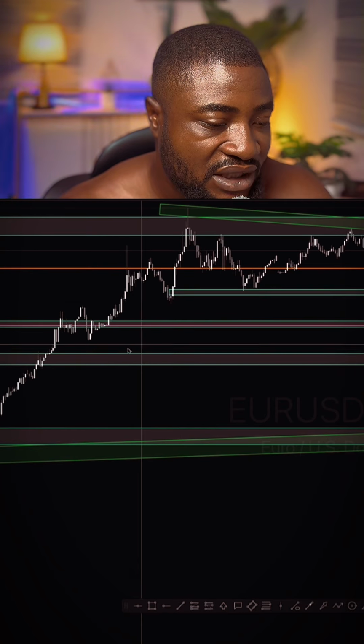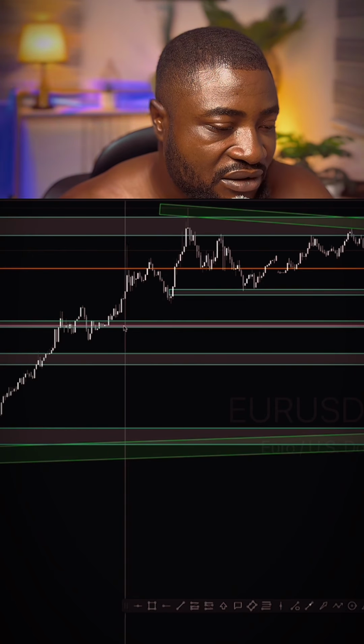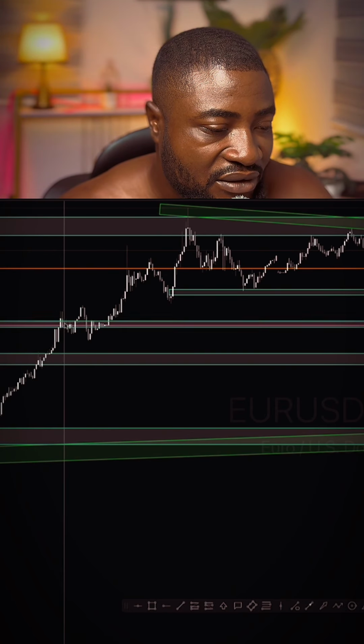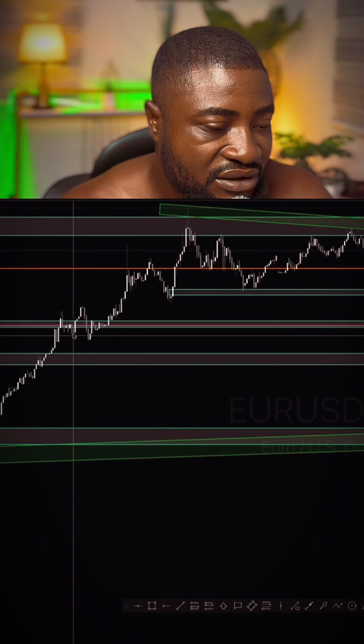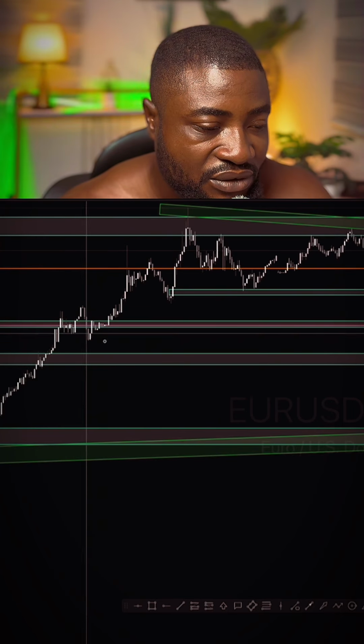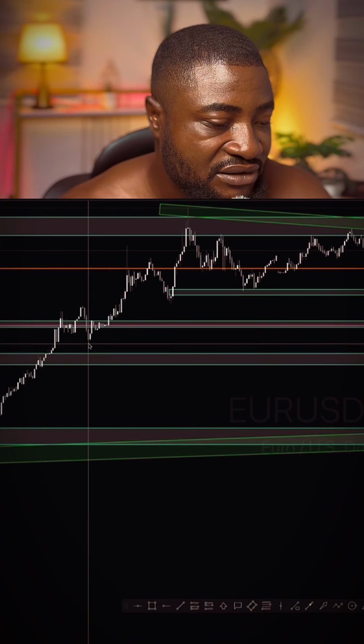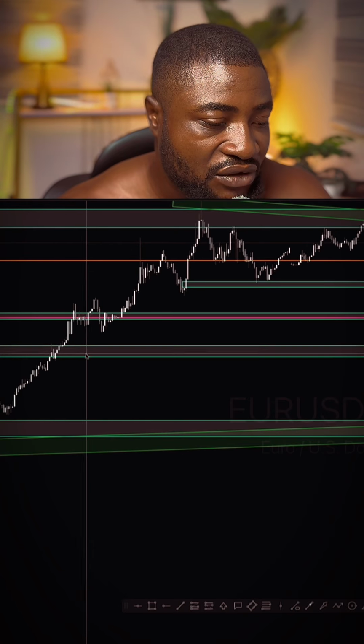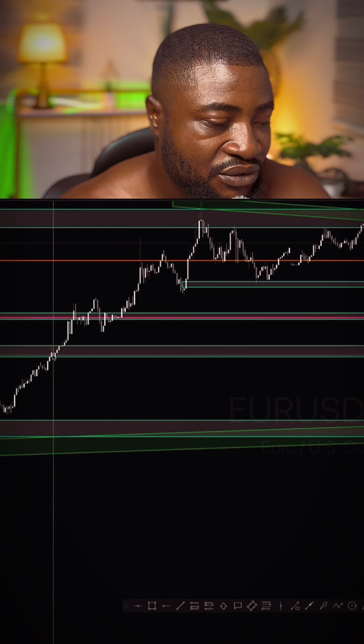Look at the zone. Look at the order block here. We have another block here already. So something happened around this zone. So it's most likely market respects this zone. I look at the 618. We have an order block here too.